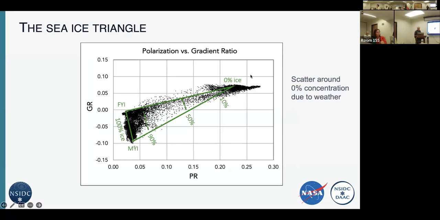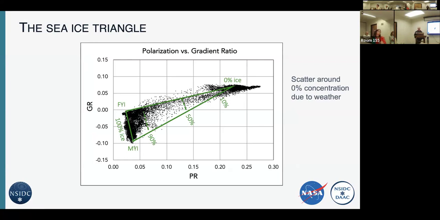If you actually look at where these are coming from, this over here on the right, that's open water, that's 0% ice. And then on the left over here, that's 100% ice. The top here is first year ice, and then the bottom is multi-year ice. So this is what they call the sea ice triangle. And again, this is basically the NASA team algorithm.